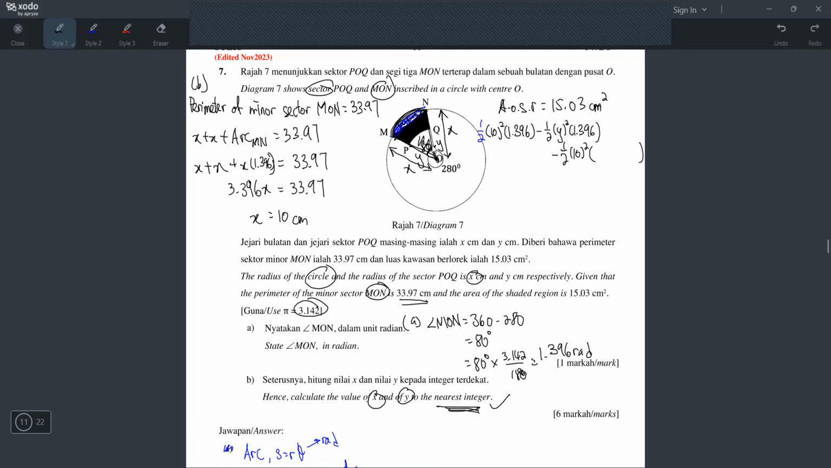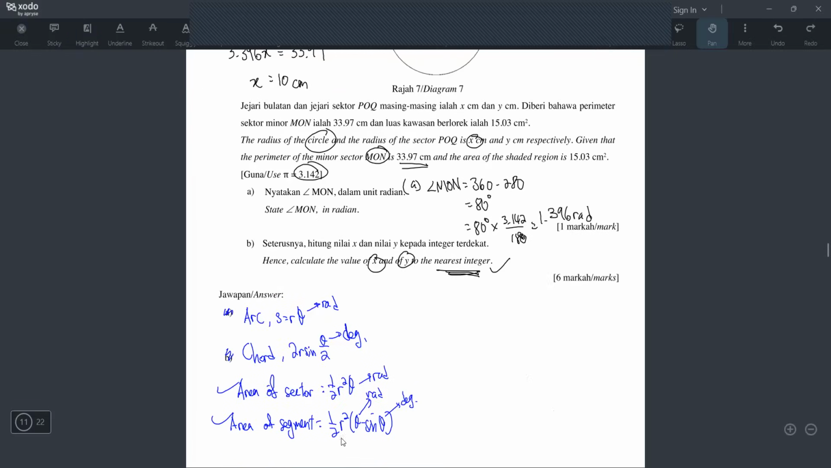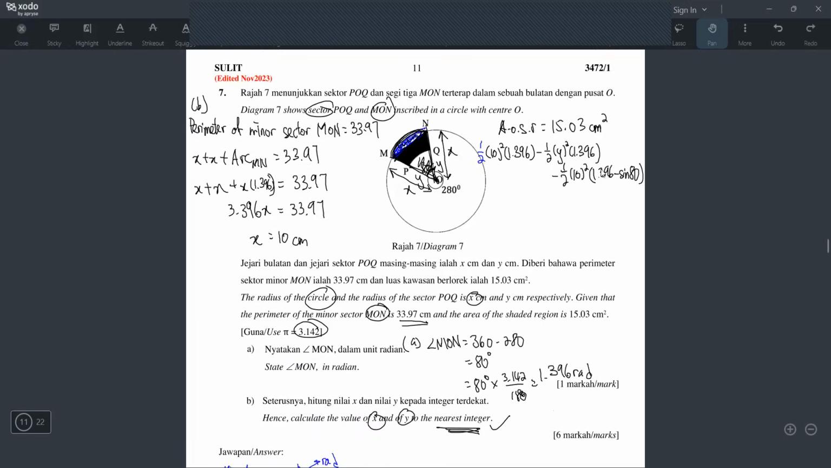And what would be the theta minus sine theta? Obviously it's 80, right? But you have to put in radian, which is 1.396, and then minus sine 80, because the formula is like that. The first theta is in radian, the second theta in degree. That is why the first one I write 1.396, but the other one I write in degree 80, right? And don't forget, this whole thing is equals to 15.03, right?